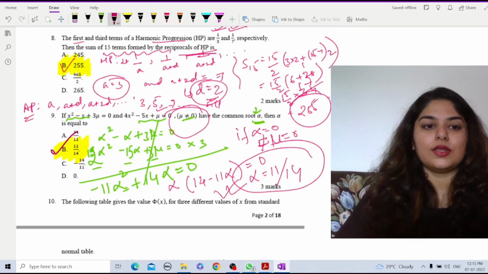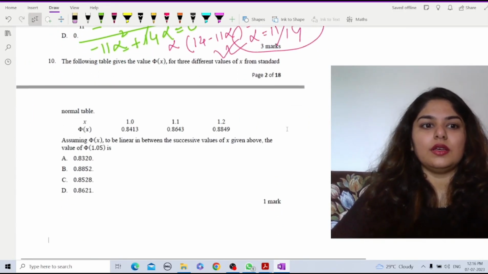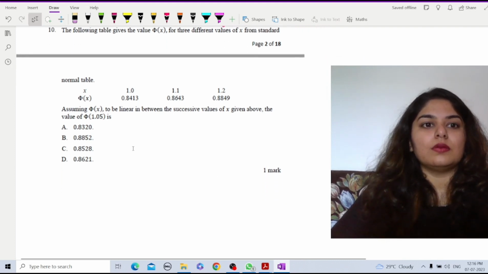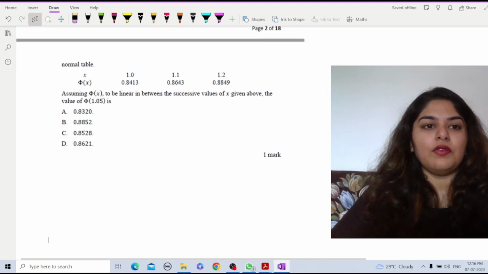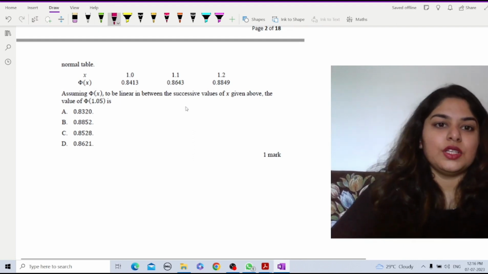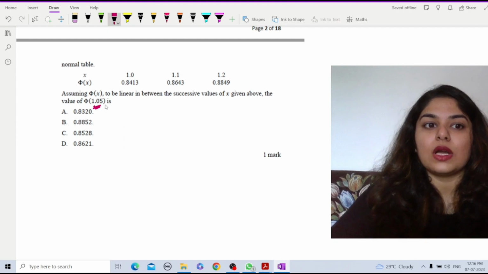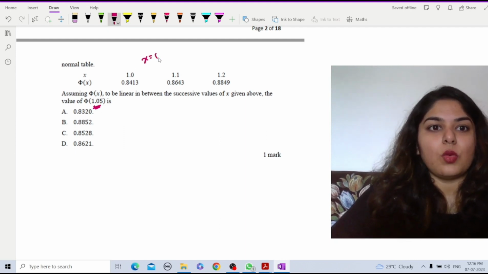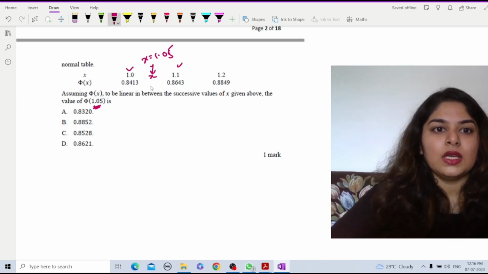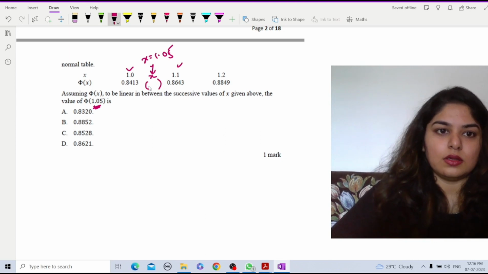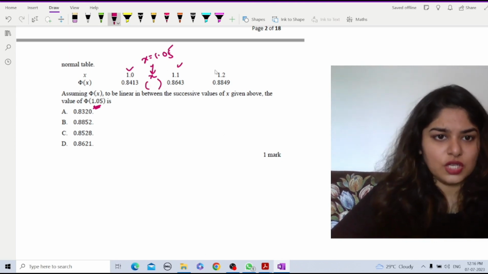Okay, so let us have a look at the next question, number 10. In this we are given a table, and we are given x and the corresponding phi x values for three different values of x, right? Now we have to calculate the value of phi for x is equal to 1.05. This type of question can be solved by using the interpolation method. So first of all, we have to find the value for x is equal to 1.05. So x is equal to 1.05 lies between these two values. So this is the x here, and I have to find the value that lies here, right? That is phi of 1.05.